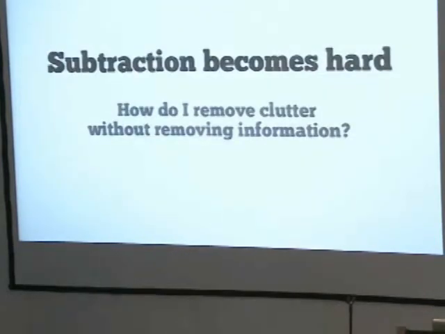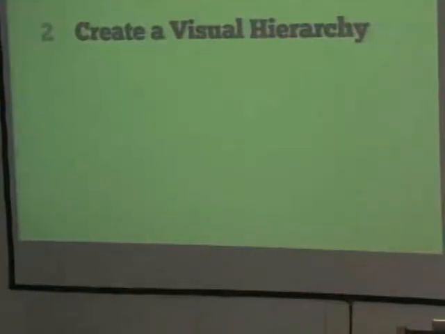Like I said, subtraction becomes hard at some point. It's hard to remove more stuff without removing the stuff that matters. So really, at some point, what you want to start focusing on is creating a visual hierarchy. You say, what information is important? What information do I need to communicate to my users ahead of the others? And build a hierarchy that helps them get to that information, to help them scan your page, find the information that's useful to them, and then process it.